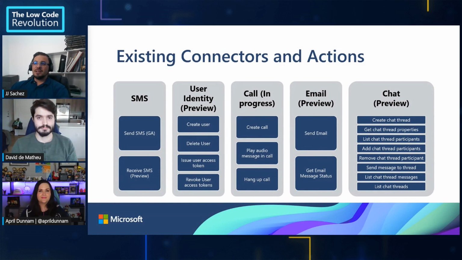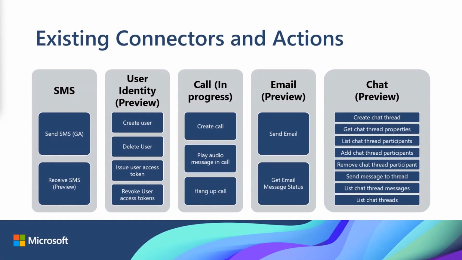I'm going to start by talking a little bit about the Power Automate connectors. They work in Logic Apps and Power Apps, and we've created these connectors for SMS that allow you to send or receive an SMS. The user identity connector is very important to create and manage user tokens when you are interacting with a chat, for example. The calling connector is still in development, and the email connector allows you to send email and get email statuses. And for chat, you get all the actions that you would expect on a chat connector.